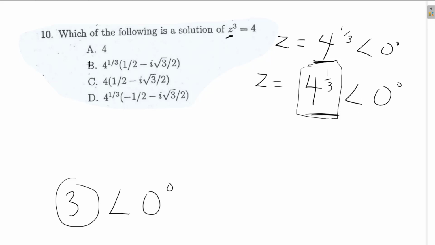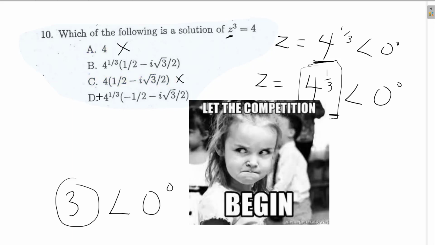Now take note, the key word is argument. When we look through all of these options, we can see that for A and C, the magnitudes of these complex numbers are not even 4 raised to the power 1 over 3. So we are going to do elimination. A and C are out. We won't even evaluate A and C. So the contest is between B and D.